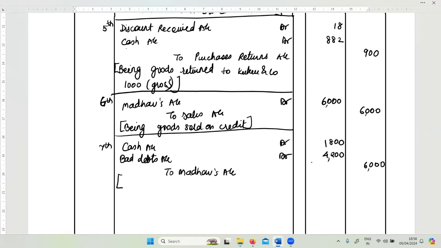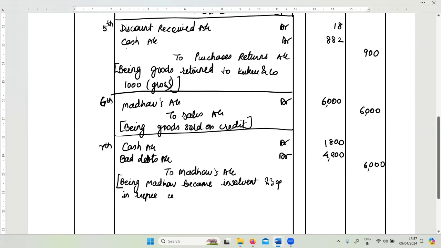This closes Madhav's account. If you see Madhav account debit, Madhav account credit. So it becomes 0. Being Madhav became insolvent, and 30 paise in rupee could be recovered. Right? So this is on 7th what happened.